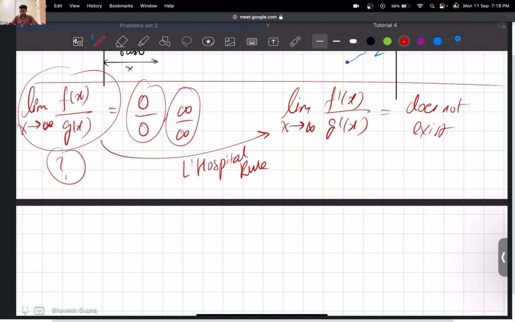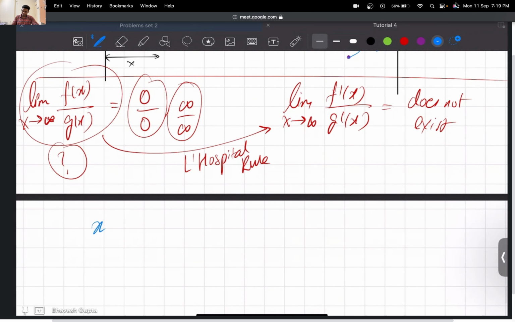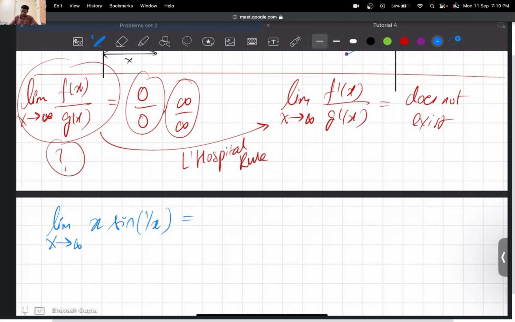Let's see an example. Let's see, for example, x times sine of 1 over x, where x tends to infinity. Let's see, is this true? This is what we are trying to understand, and I know that this can be written down in this way.